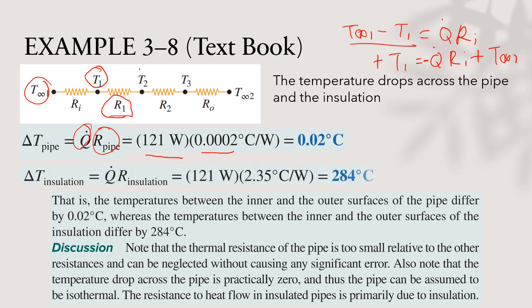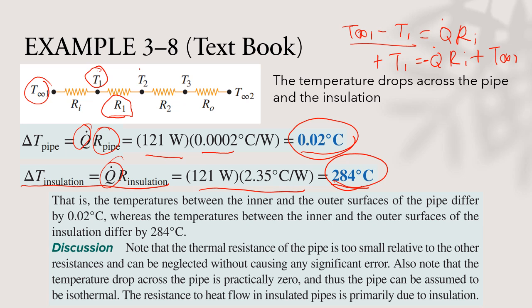Okay, next we want to know the temperature drop across the insulation. Similar approach here. We know Q dot and we have calculated R insulation. Plug in all the values and we get 284 degrees C. This is the temperature drop. The temperature between the inner and outer surface of the pipe differs only 0.02 degrees C, whereas the temperature between the inner and outer surface of the insulation differs greatly, 284 degrees C.